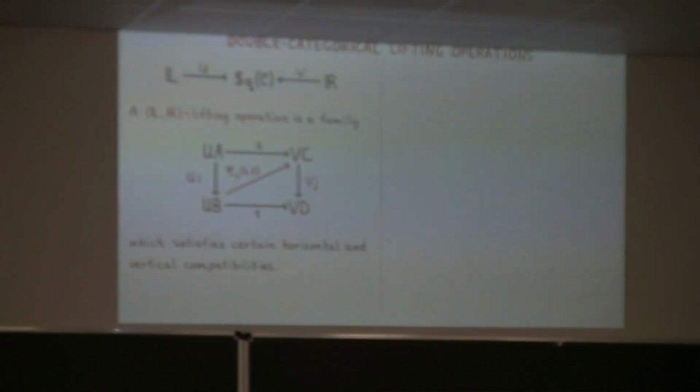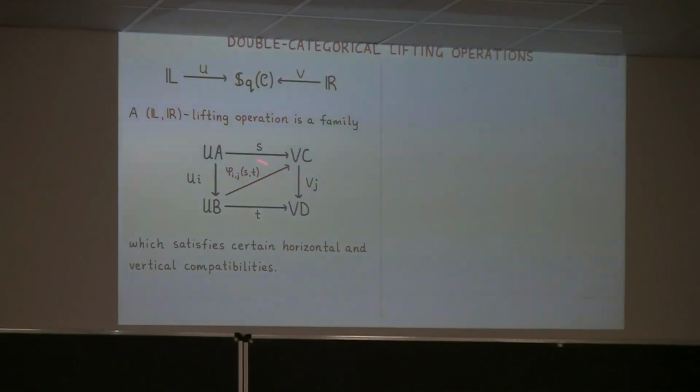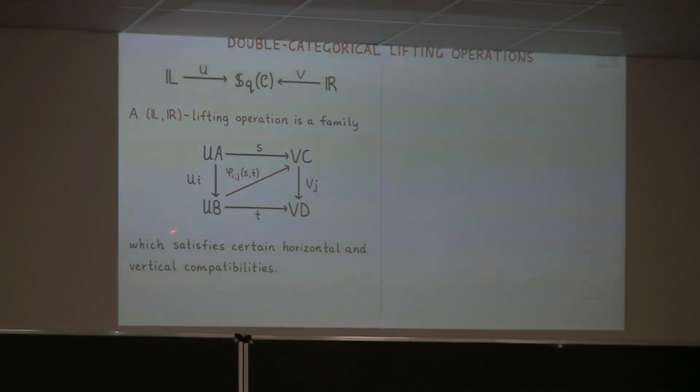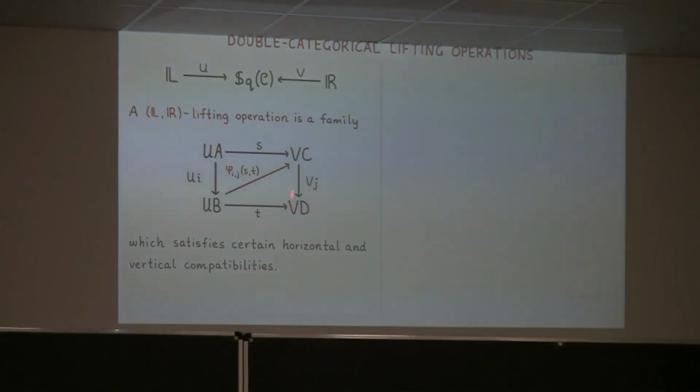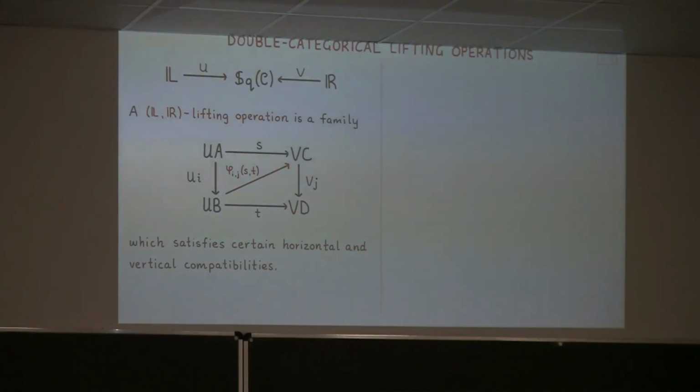into a double category of squares, a subcategory C. Okay, so this double category has cells which are commuting squares in that category. And so what I want to call an LR lifting operation is just a family of maps of morphisms in our category C, which make this diagram commute, and which satisfy certain horizontal and vertical compatibilities. Okay? So here UI is the image of a vertical morphism in our category L, and here VJ is the image of a vertical morphism J in our category R.